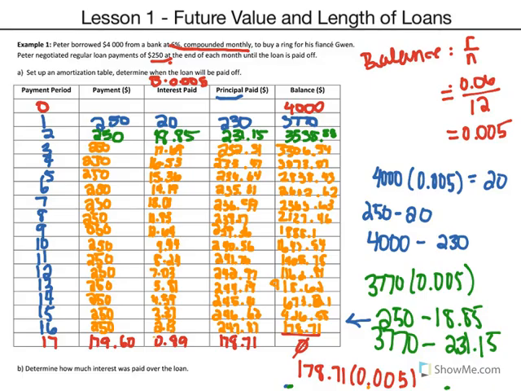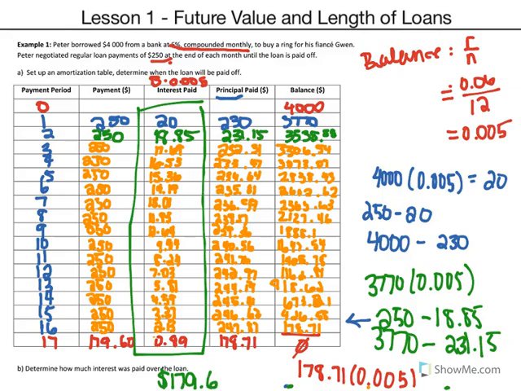Now we want to calculate the interest that was paid, so this is an obvious one. We just add up this column. So pause the video and add this column. You should get $179.60. And it's just a coincidence that it's that number. Don't think that that's a thing. So $179.60 is the interest paid on this loan over 17 months, which is about a year and a half.